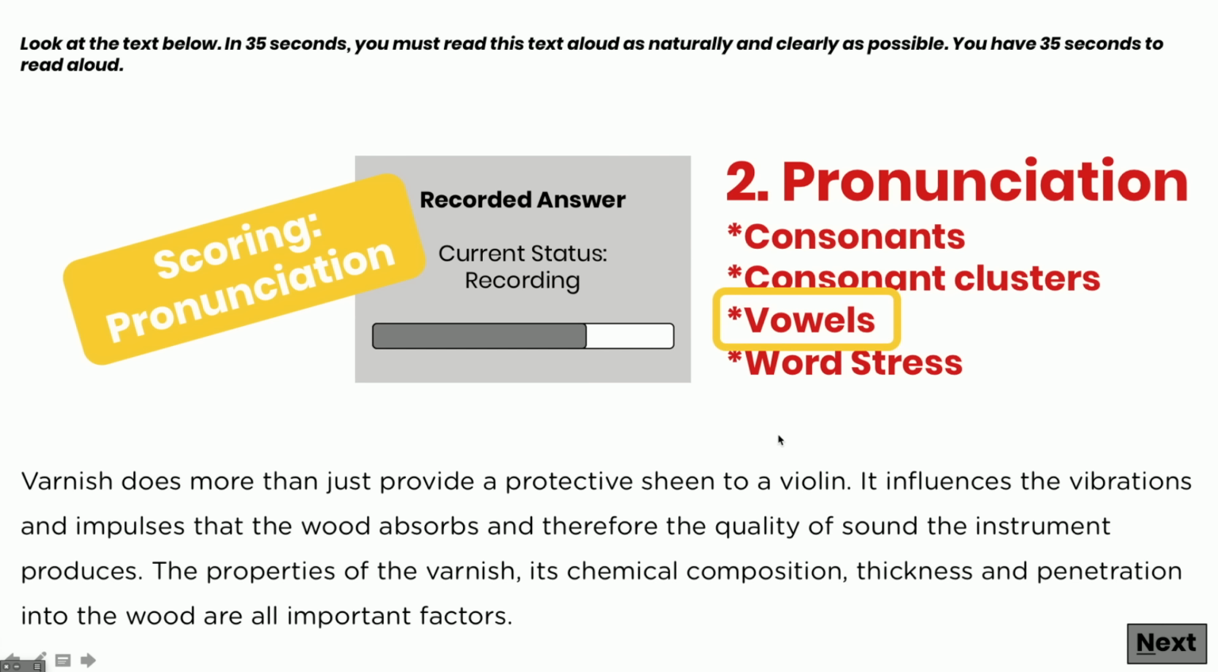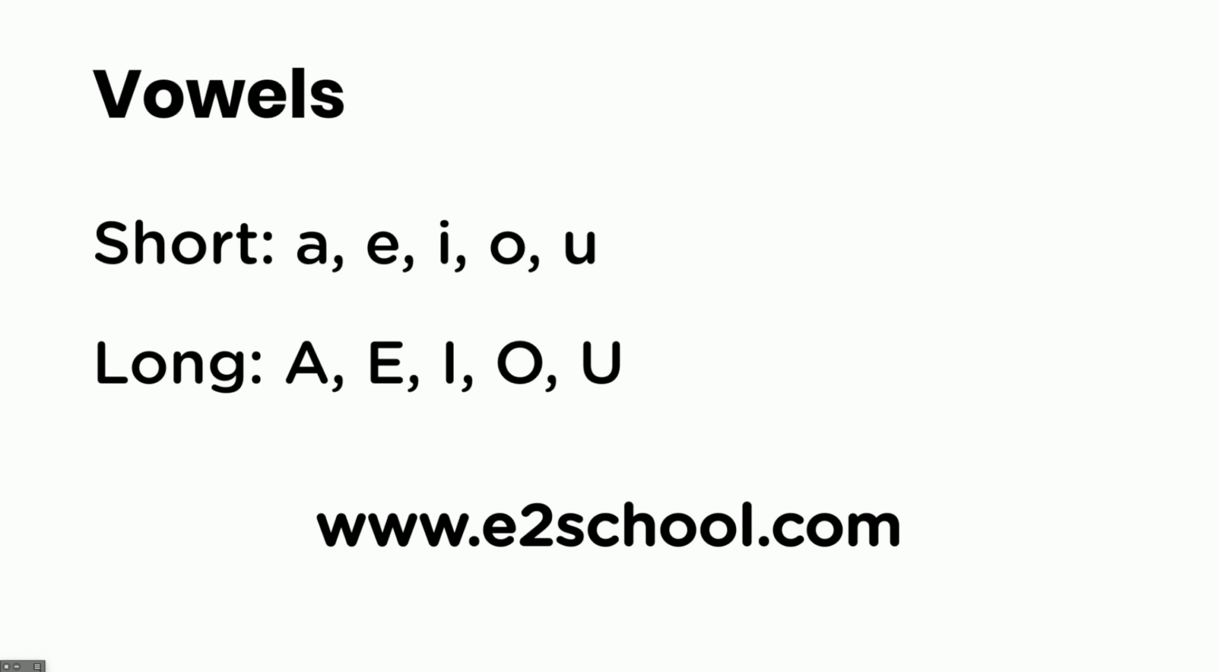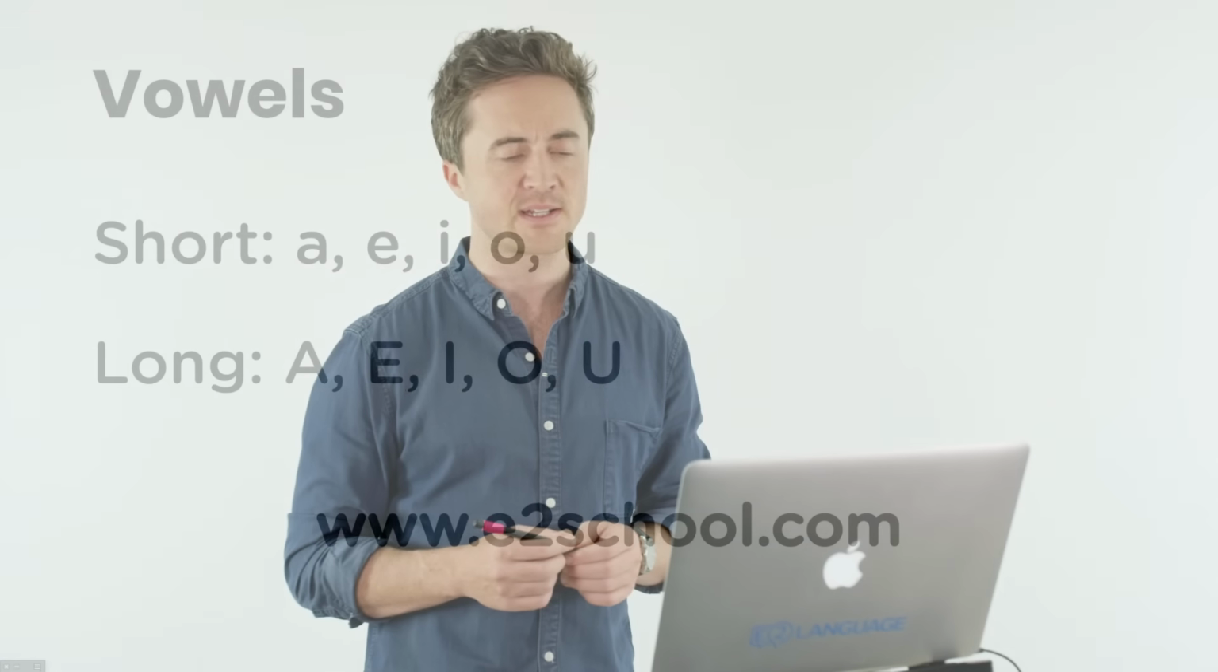Okay, cool. Let's just talk very briefly about vowels because I want to move into the juicy stuff which comes next. So you are scored on the way that you pronounce your vowel sounds. Short vowel sounds like a, e, i, o, u. And long vowel sounds like a, e, i, o, u, right? They are the short and long vowel sounds. Again, if you need any help with your basic pronunciation of consonants or vowels, check out e2school.com. You can sign up to our Speaking Lab course. It's a ripper if you want to improve your basic pronunciation.